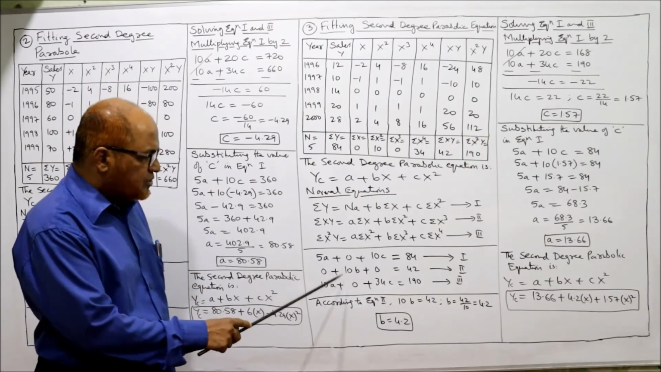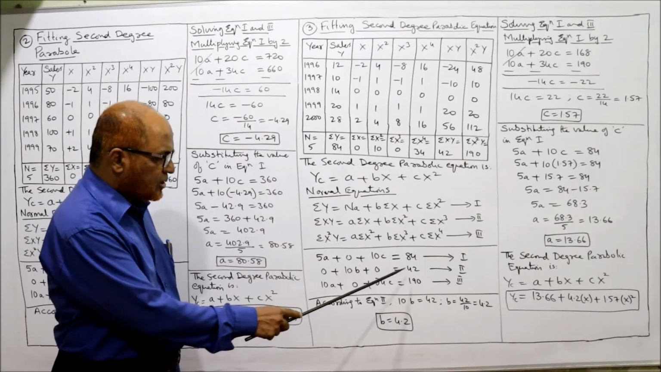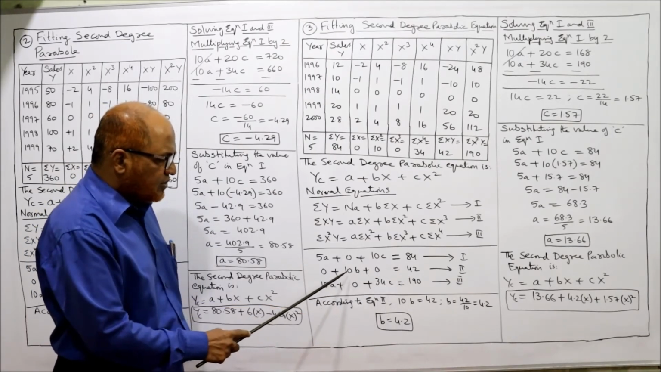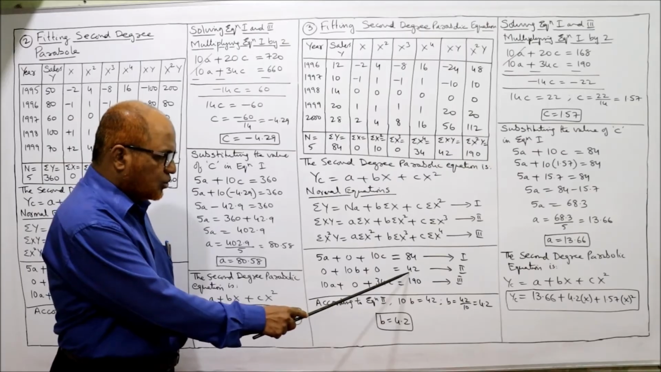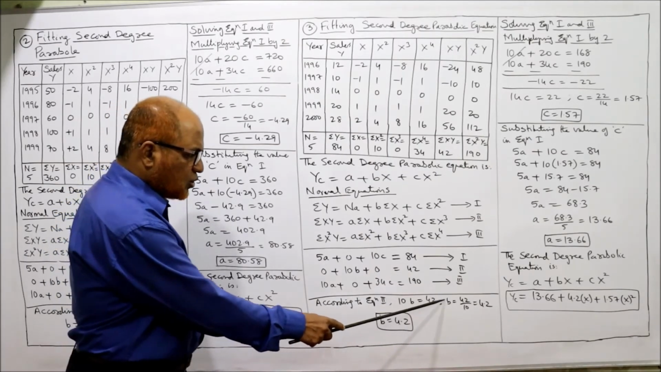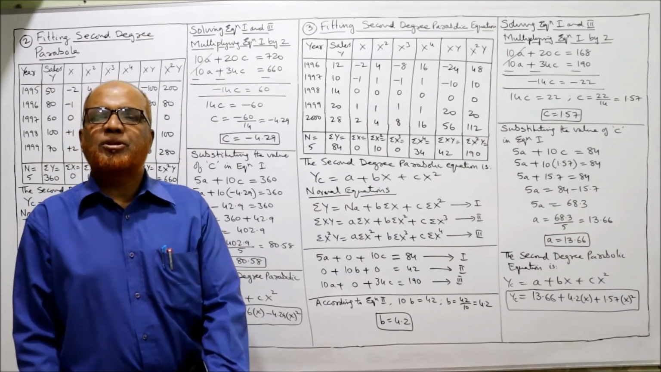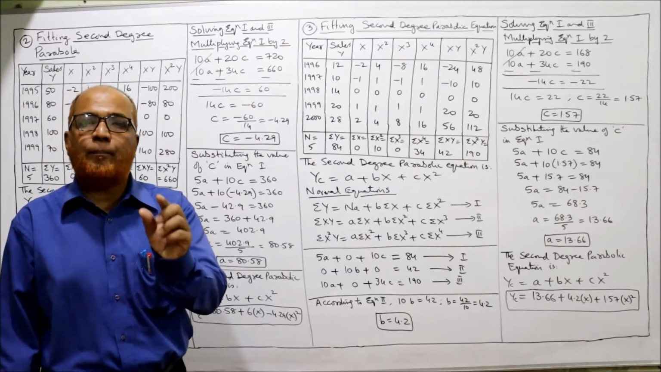Now, if you carefully observe here, in the second equation we have 0 plus 10b plus 0 is equal to 42. So, in other words, we can say 10b is equal to 42. So, according to equation 2, 10b is equal to 42, b is equal to 42 by 10, 4.2. One constant we got. 4.2 is the value of b.